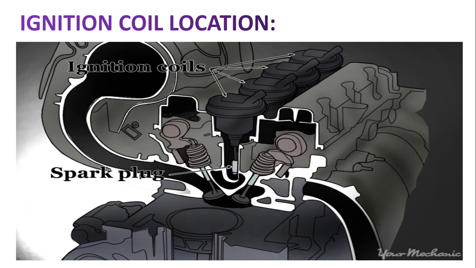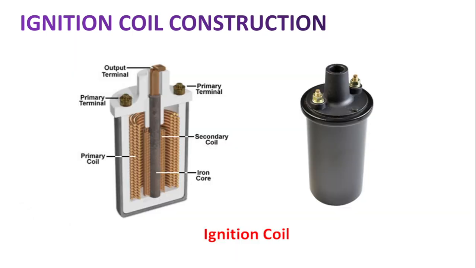And now in the next window we'll see the cross section or cut section view of the ignition coil and its construction. In the ignition coil, at the center you can see the output terminal. From this output terminal, a wire is connected directly to the spark plug for producing the spark. And how is the spark created? The output terminal is there because high voltage is created at the output terminal.